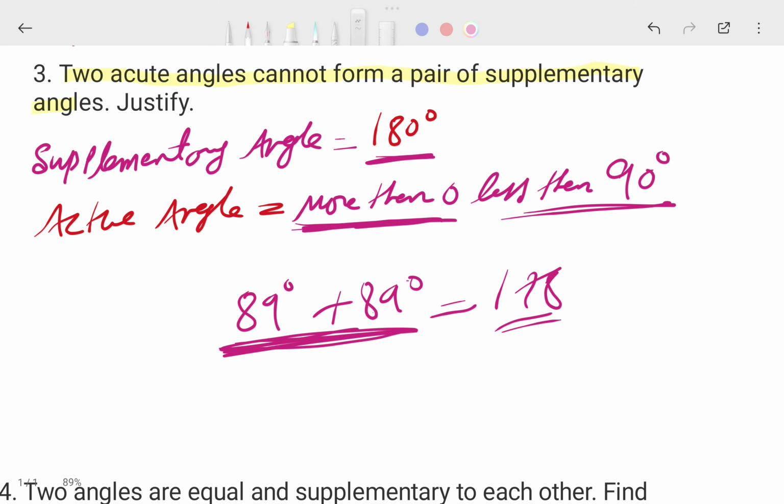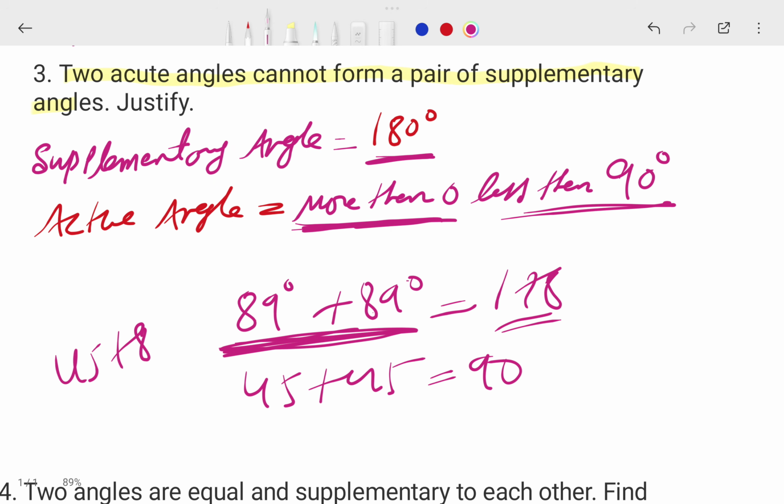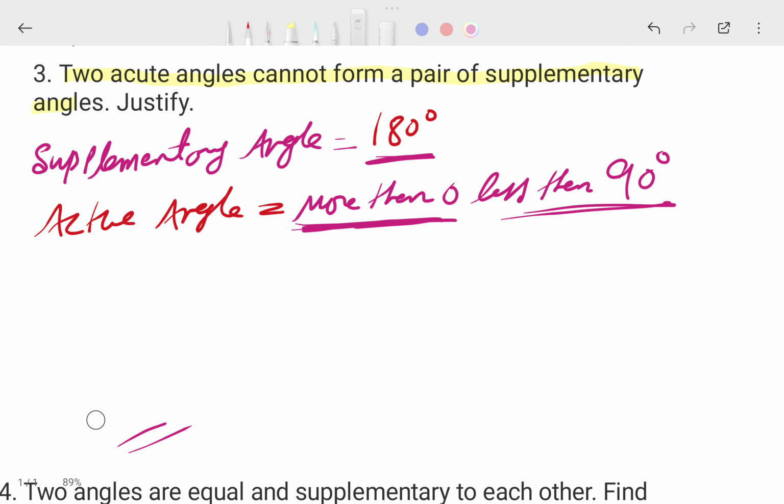So if it is the highest number, 89 and 89, it is not going to be 180. So how could the others be? It's not possible. Otherwise you will say, sir, 45, 45. Is it not going to be? It is going to be 90 only. If you doubt, 45 plus 89, you can try. How much is it going to be? 134 only. So yes, two acute angles cannot make a supplementary angle because it is not possible.